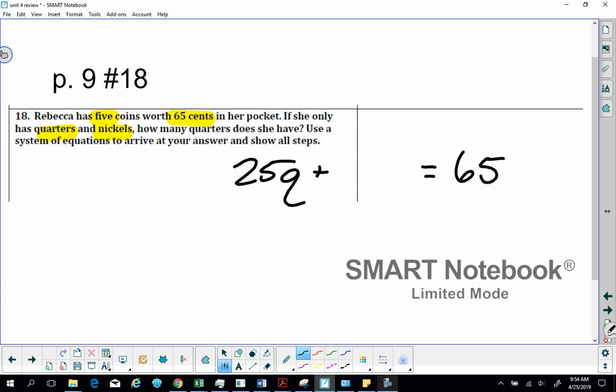Okay, so what am I missing after the plus sign? What do I need to add? How many nickels she has? What else? How much are they worth? 5 cents. Does that make sense? I'm just filling in how much each of them is worth. I know she has 65 cents total.